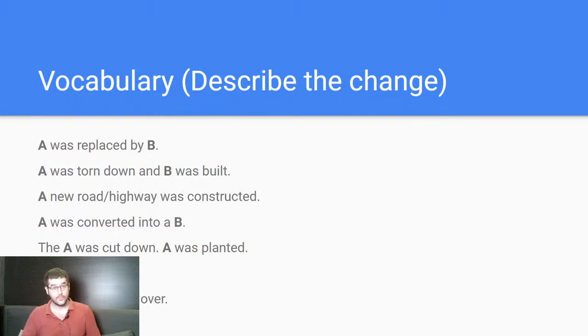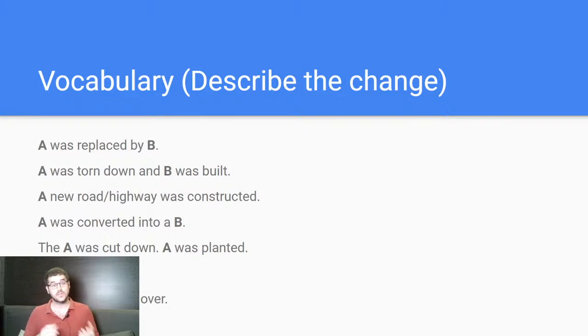This is an example of why it's very important to learn the collocations and appropriate vocabulary. If you use the wrong ones, it will lower your vocab score. A new highway was constructed. Very useful. A was converted into B. So we can say the hospital was converted into a hostel.